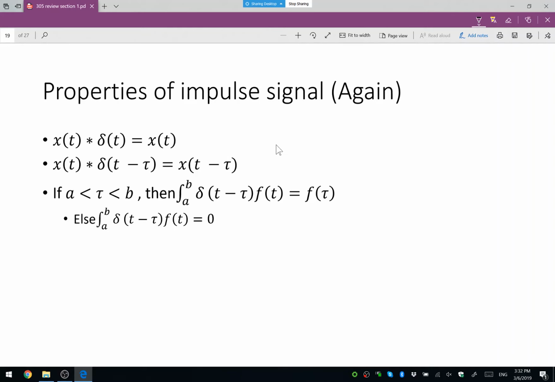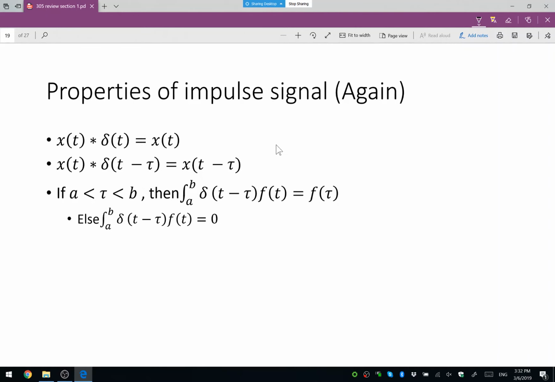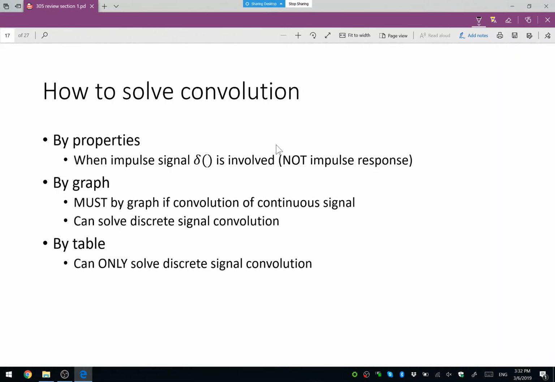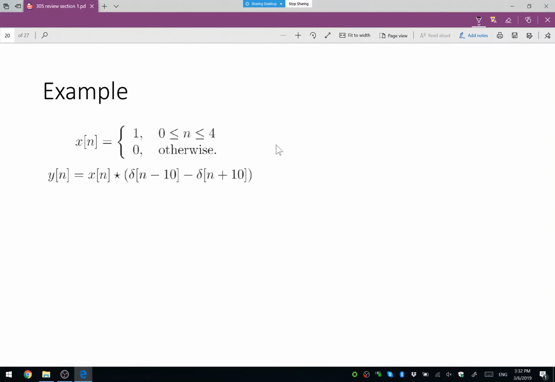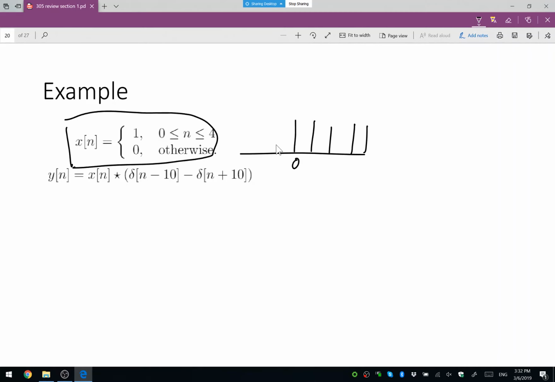And then we still have the property of the delta function: a shifted delta function convolved with one signal gives a shifted signal. This is the first type of problem we can solve, by properties. For example, in the quiz, you have something similar to this. You have one signal, pretty clear, and you can definitely draw it from 0 to 4. You want to find the convolution of this signal with several combinations of delta functions. Nothing more, just the delta function.